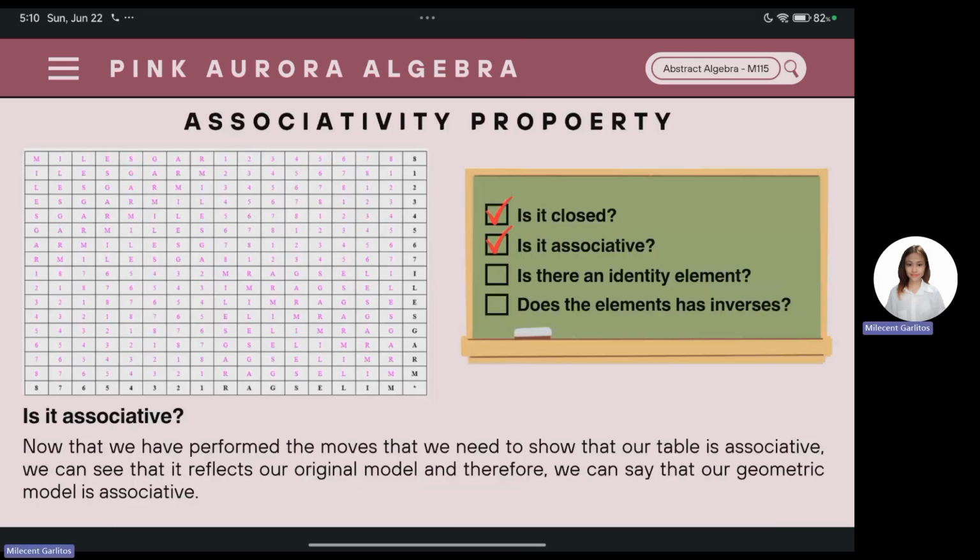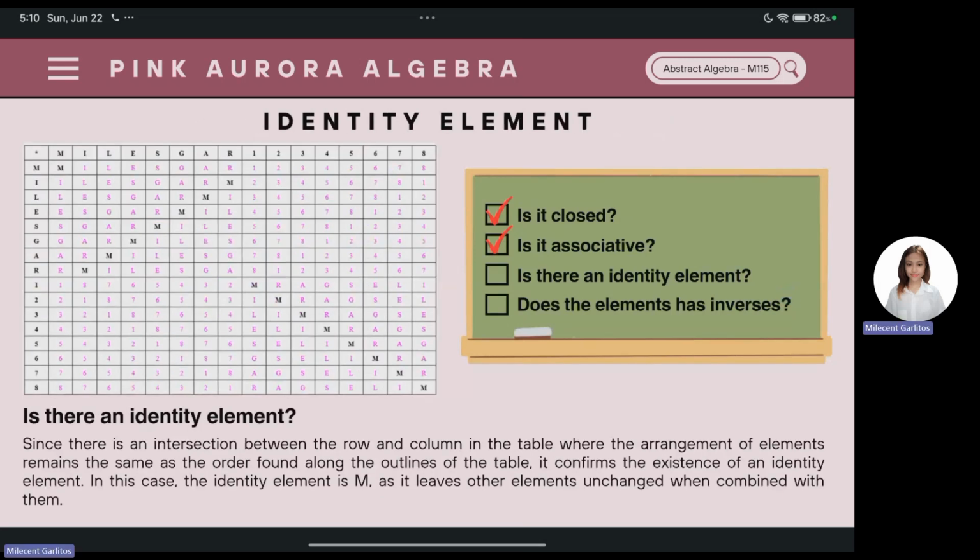So now, is it associative? Now that we have performed the moves that we need to show that our table is associative, we can see that it reflects our original model, and therefore we can say that our geometric model is associative. So based on our checklist, we have checked two so far. Now, we are going to the identity element.